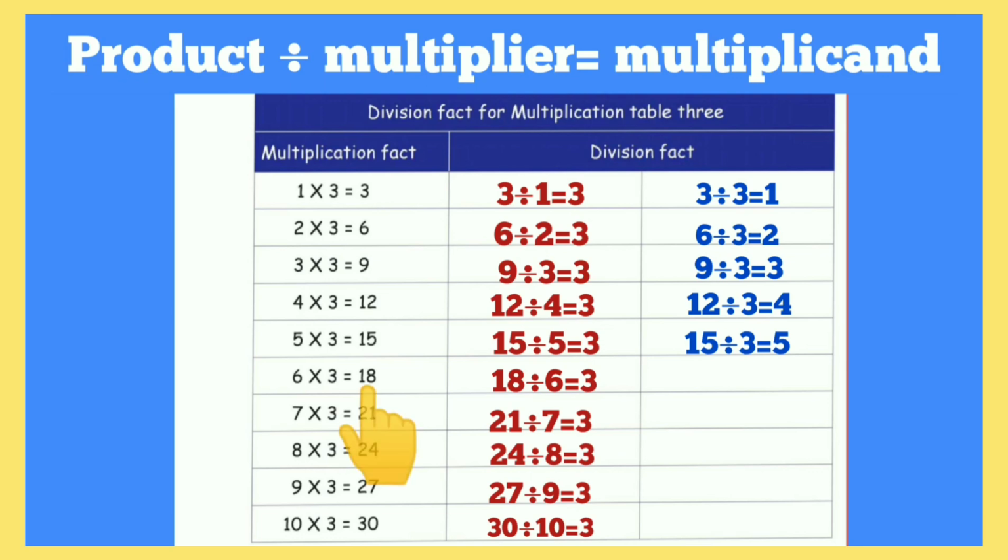Next, 18 is the product, 3 multiplier and 6 multiplicand. So, the division fact is 18 divided by 3 equal to 6. Next, 21 is the product, 3 multiplier and 7 multiplicand. So, the division fact is 21 divided by 3 equal to 7.